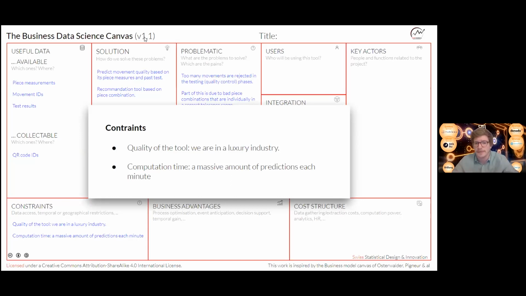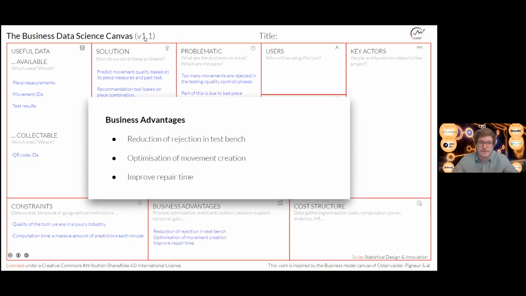Maybe you have to keep in mind that you have a massive amount of prediction to do each amount of time, each minute, for example, and so that may be something you want to keep in mind. Then you have the business advantages, and the business advantages that will build the return on investment, the ROI, together with the cost structure. So here we have the reduction of rejection in test bench, the optimization of movement creation, and an improve of the repair time.